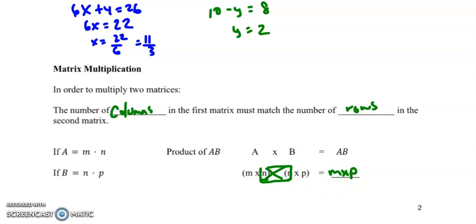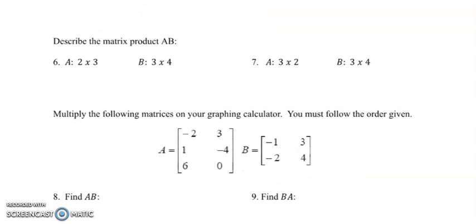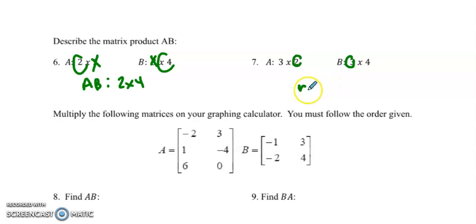Again, we will not do matrix multiplication by hand in this class. But if I have a matrix A that's 2 by 3 and a matrix B that's 3 by 4 and I multiply them, the interior dimensions will cancel out and my matrix will be a 2 by 4 matrix. And then for this one, do you see how the interior dimensions do not match? Therefore, this matrix multiplication is not possible to perform.